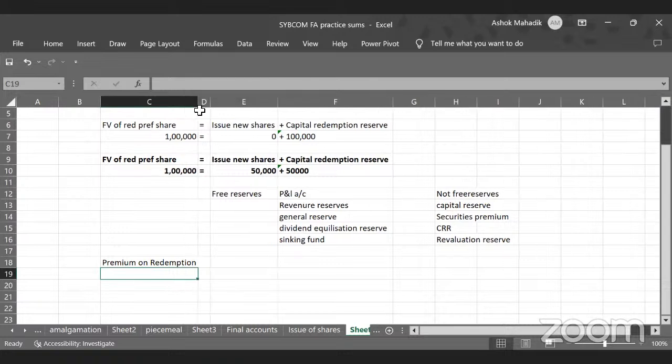Now, as I told you, premium on redemption is also a loss. Say for example, the preference shares are redeemed at 10% premium. So 10% of face value we have to calculate. Above we have face value as 1 lakh, so 10% of that will be 10,000. So you are suffering a loss of 10,000. Now this should be made good first out of securities premium.